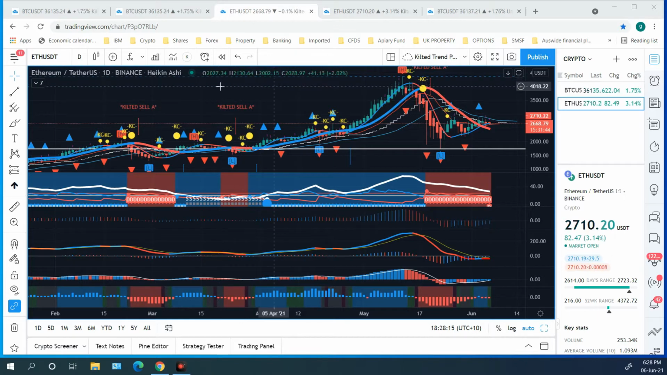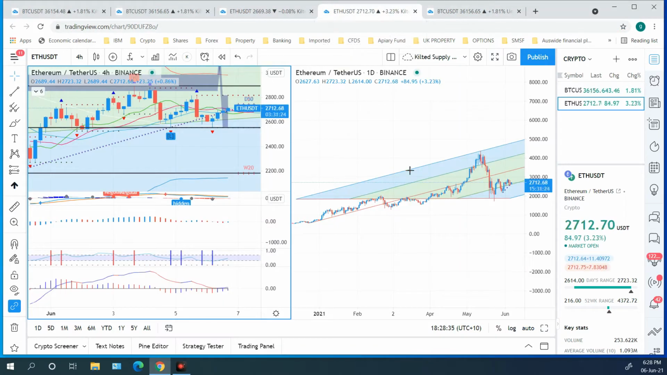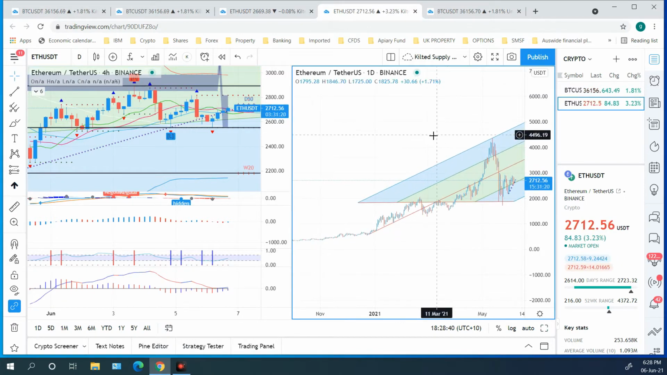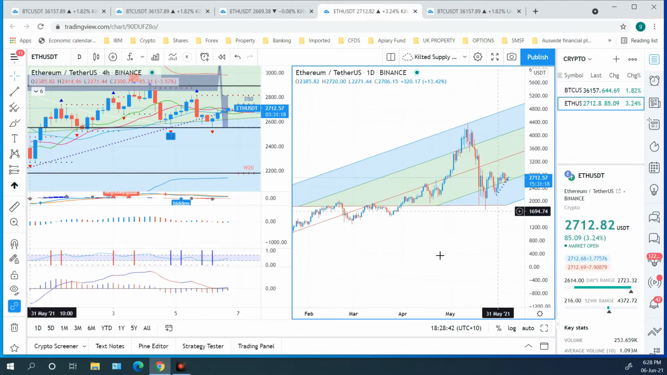So again, we'll start off with the Kilted Trend Pilot. We are trending down. We've had this sort of pullback here. So none of my bots are actually taking long positions at the moment because we've got this downtrend. We haven't got anything lined up. So what I like to do, similar to Bitcoin, is the exact same process, no different. What I've drawn here though is something that's probably a little bit more interesting.